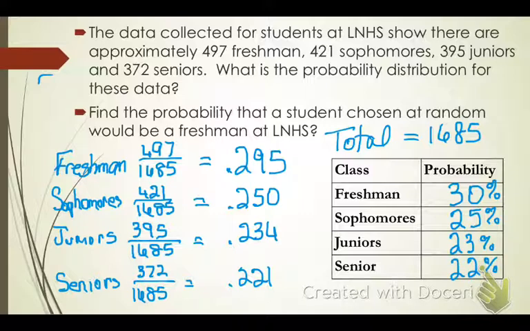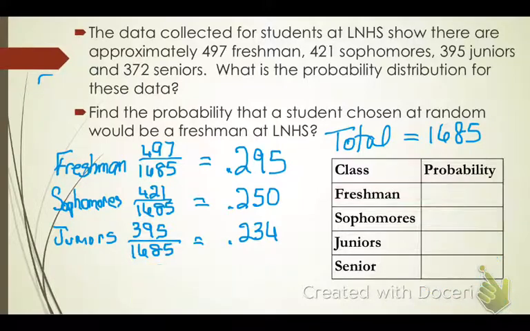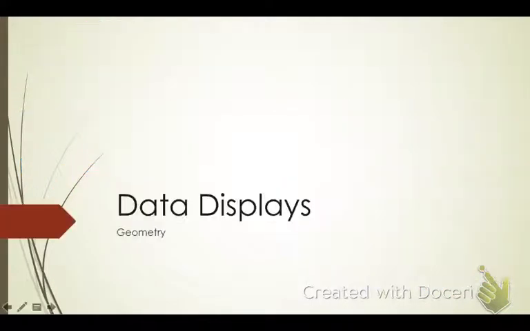Now, when you're making a probability distribution table, you need to make sure that your probabilities always add up to 100, and in this case, ours do. Now, find the probability that a student chosen at random would be a freshman at LNHS, and we have already done that. It would be 30%. Okay, I think you now have what you need to go forward.